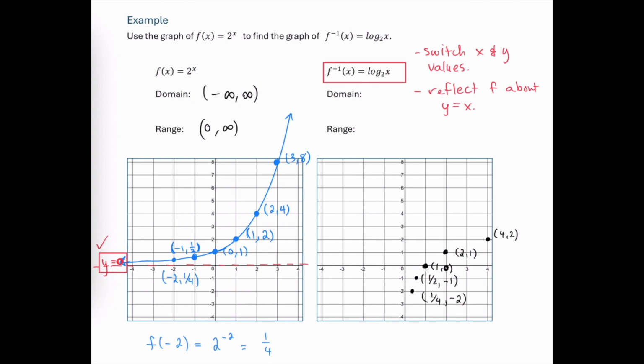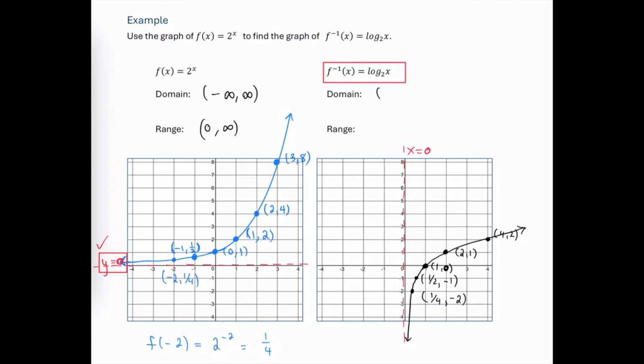Let's consider this horizontal asymptote y is equal to 0. Remember, we're basically switching all the x and the y values. So the corresponding asymptote on the inverse function is going to be the vertical line x is equal to 0. And all these ordered pairs are going to be approaching that vertical line without actually arriving there. And so this is a basic sketch for this log base 2 of x graph.